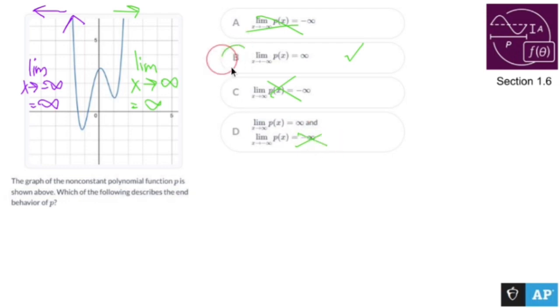That's not true, so B's got to be my guy. Even though it seems a little incomplete, that's going to be the one I'm going with.